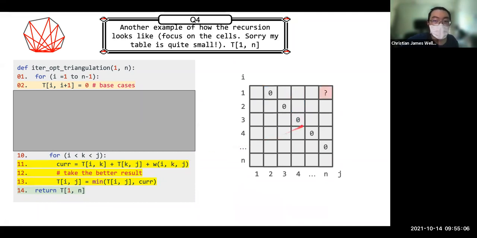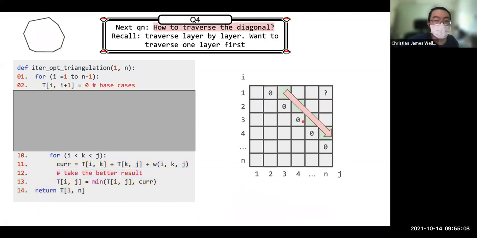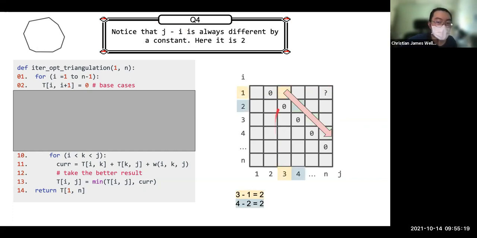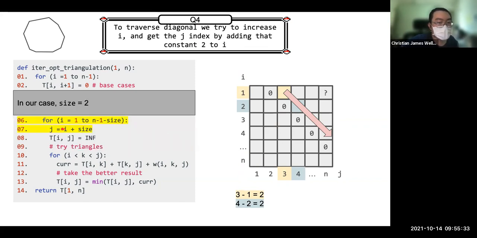Then we want to traverse the diagonal because we want to go all the way up towards the target value that we want. We do it by observing that the difference between the two is a constant. So if you go down the i, you choose j by adding that constant to i. That is why this portion is for you to traverse: as you traverse down the i, you come up with a scheme so that it goes diagonally.